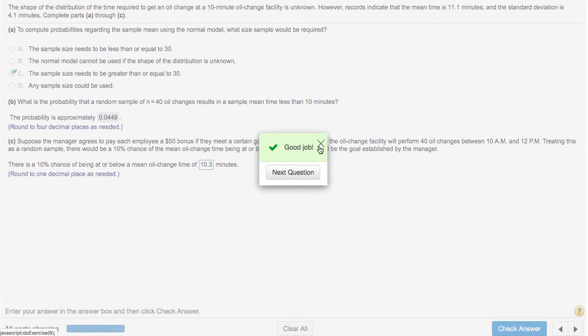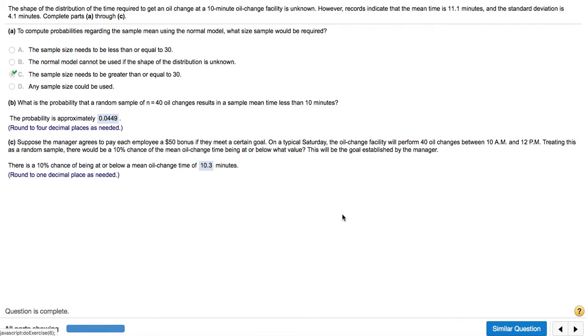I'll check my answer. So that is everything for this problem. We're still using the normal calculator, but the second that you talk about a sample size that's bigger than 1, you can't use this original number. You have to adjust it, and that's everything for this problem.